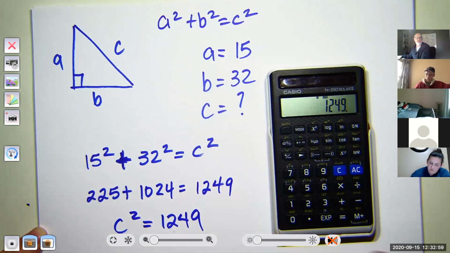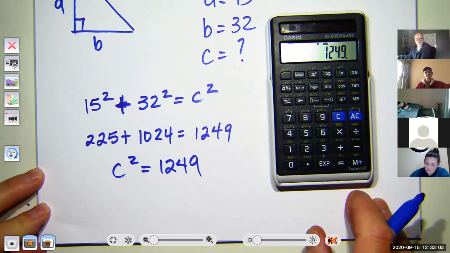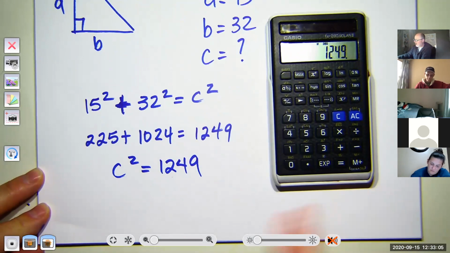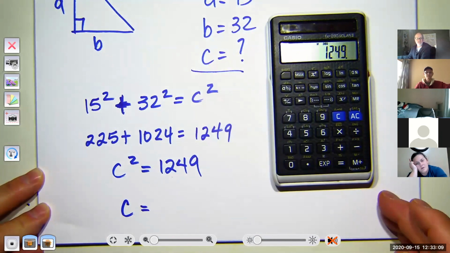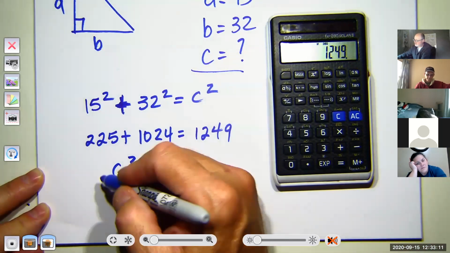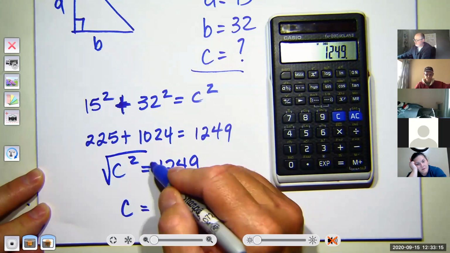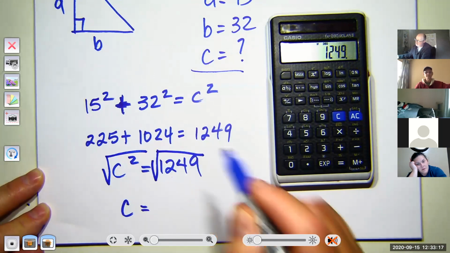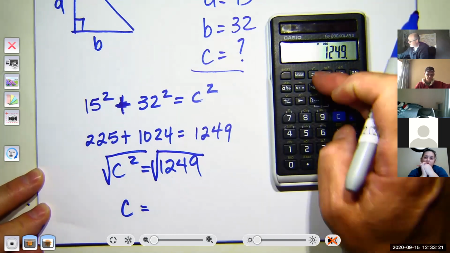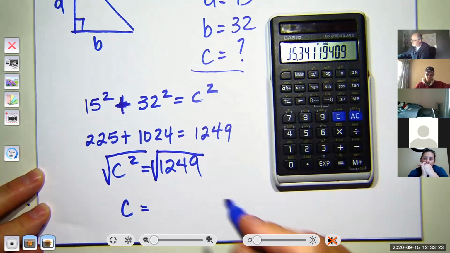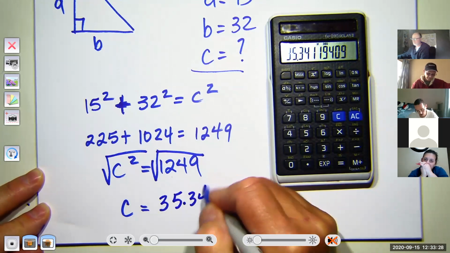Can everybody see that so far? Yeah. Now, I wanted to get C. This is what I want. I want C. So I have to square root C squared to get C. If I do it to this side, I will square root 1249. So I hit the shift button and the square root button. So C equals 35.34.